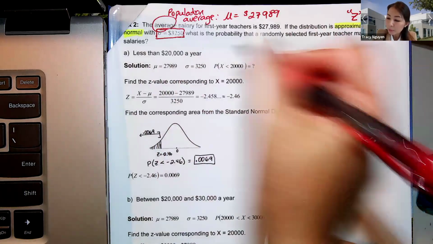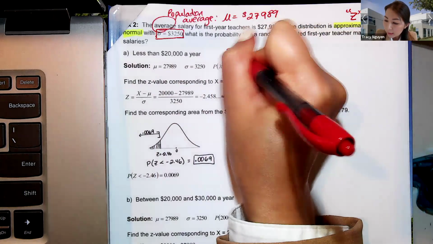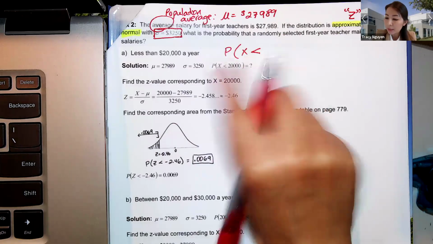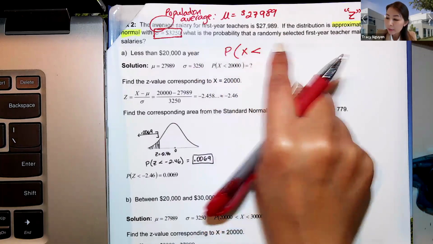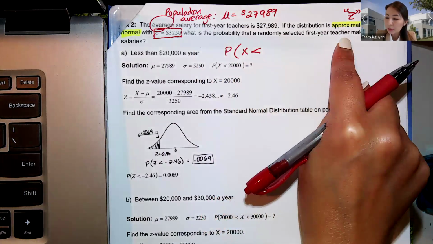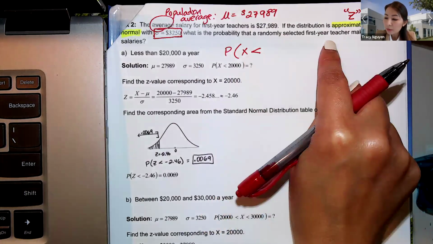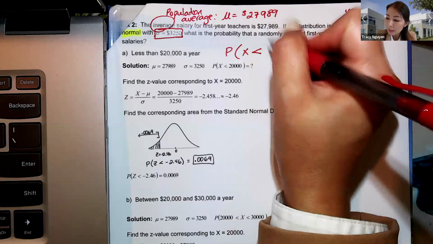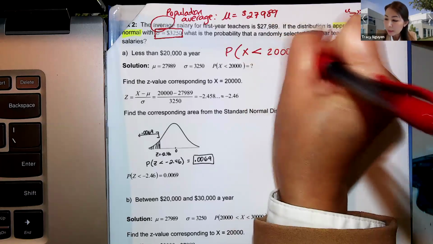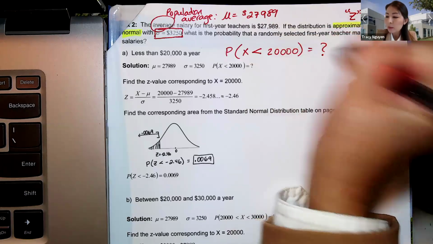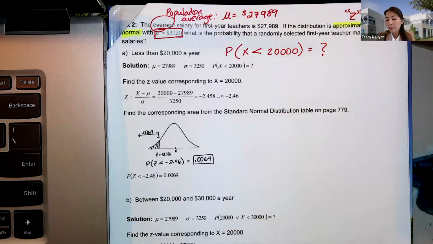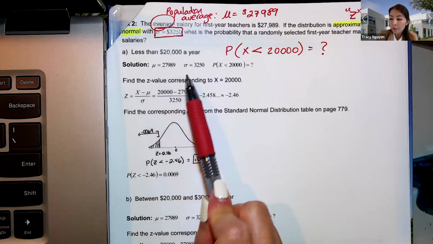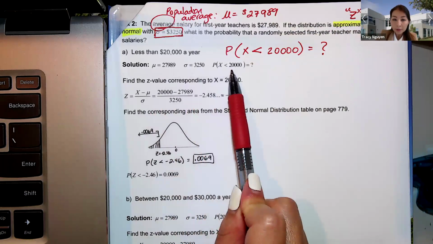So we're looking for the probability that X is less than, we're talking about an individual value here. What is the probability that a randomly selected first-year teacher? So this was a first-year teacher, we're talking about an individual value. Therefore, we're looking for the probability of X is less than 20,000. Okay, so just like the previous problem, we have our value for mu, we have our value for sigma, we have our value for X.